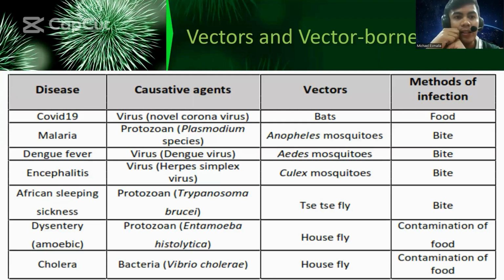Cholera as well, it is brought to us by bacteria. We have the Vibrio cholerae. And then, ang kanyang vectors are housefly pa rin. And then it is through food contamination. So those are the common vectors and vector-borne diseases.